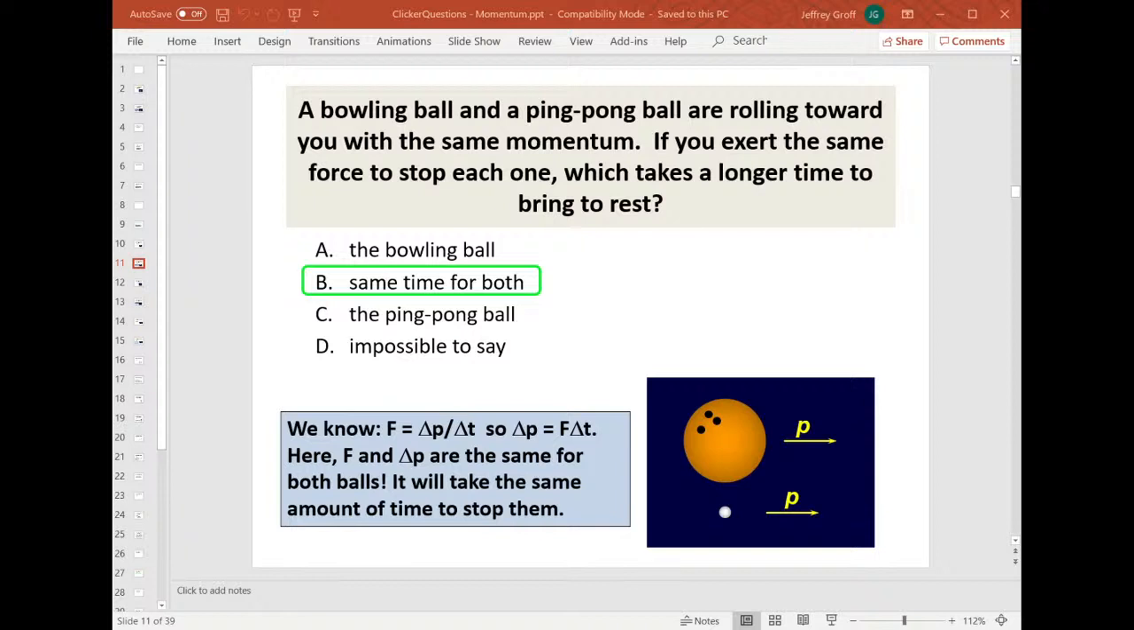Ping pong ball. Thank you, Katie. So the ping pong ball must be traveling a lot faster because ping pong balls are much less massive than bowling balls. And if both these objects had the same momentum, m times v, then the ping pong ball must have a much larger v because it has a much smaller m.